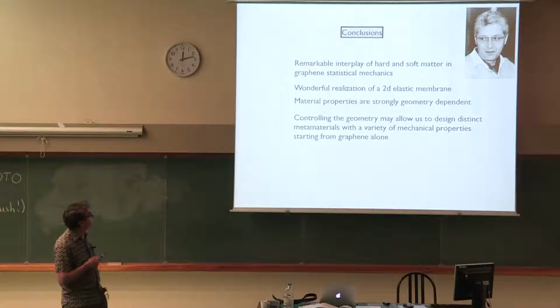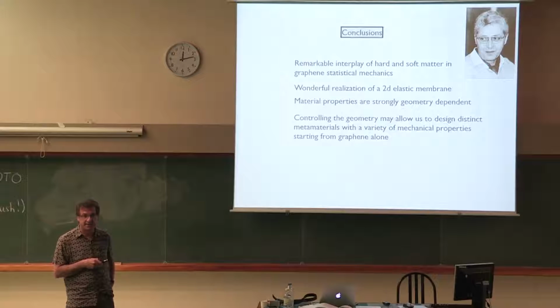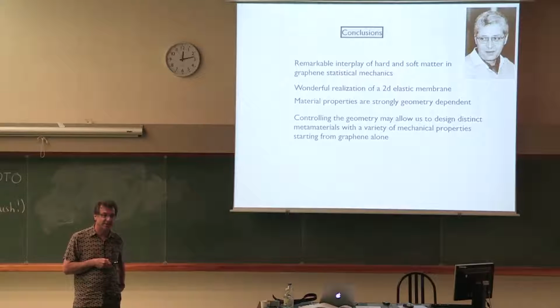The conclusions are that this is a remarkable interplay of hard and soft matter in graphene statistical mechanics. It's a wonderful realization of a 2D elastic membrane. We sought this kind of behavior in soft systems for a long time, but this is better.